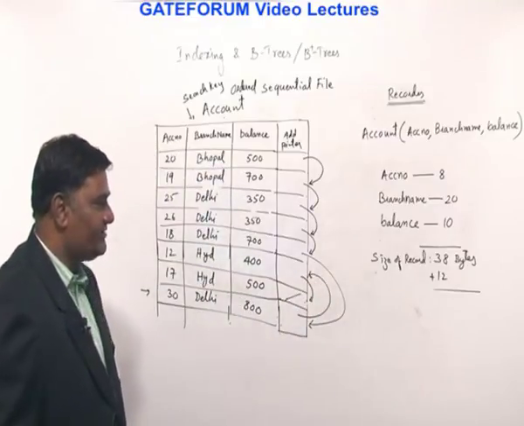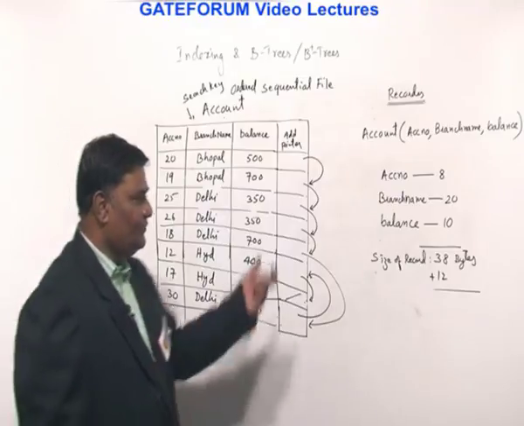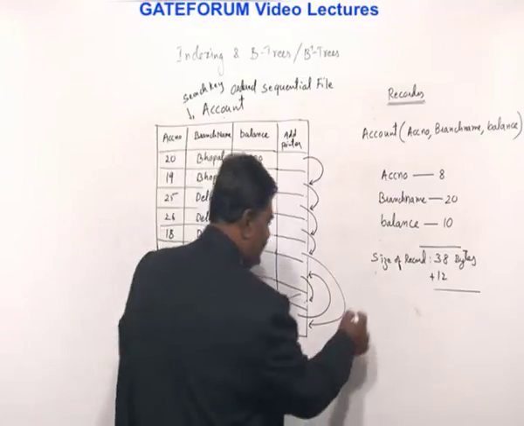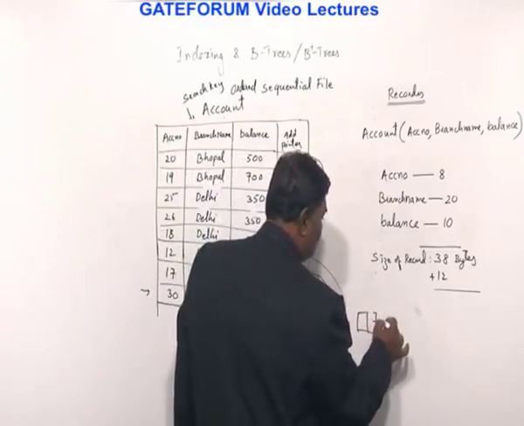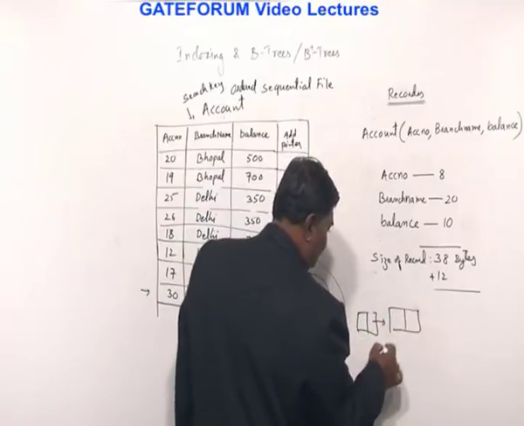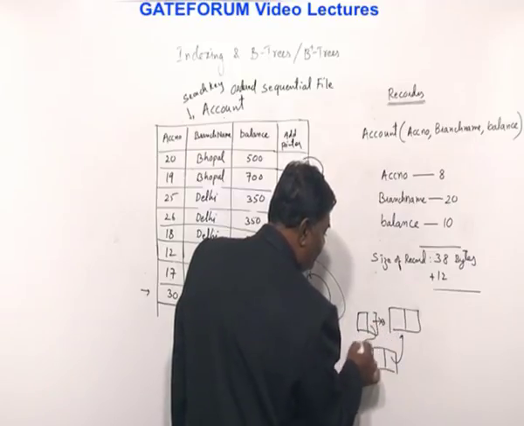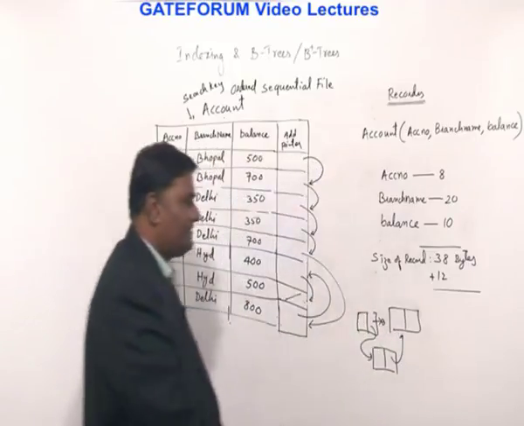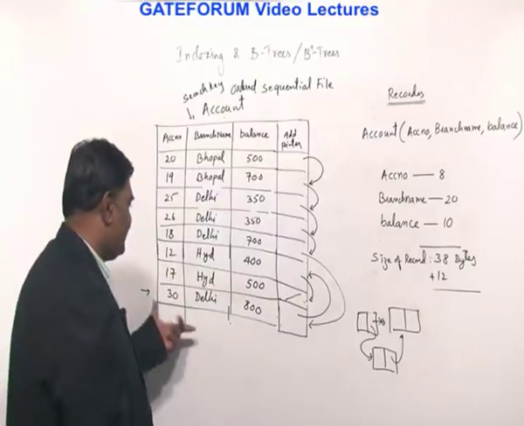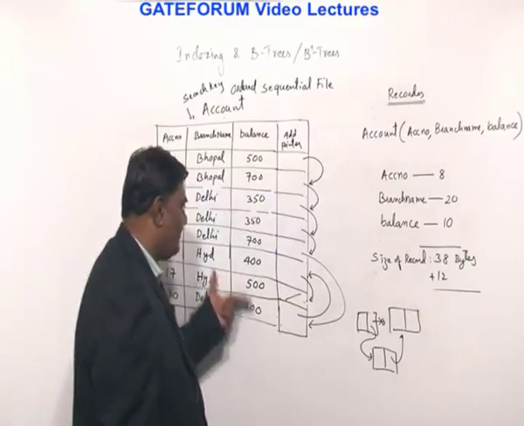This is like a linked list. When you insert a new node in between two nodes in a linked list, two nodes are there, you want to insert something here, then this should point to this one and this should be pointing to this one. This is how you can insert a new node in between. So in the same way, we have inserted a new record in between.